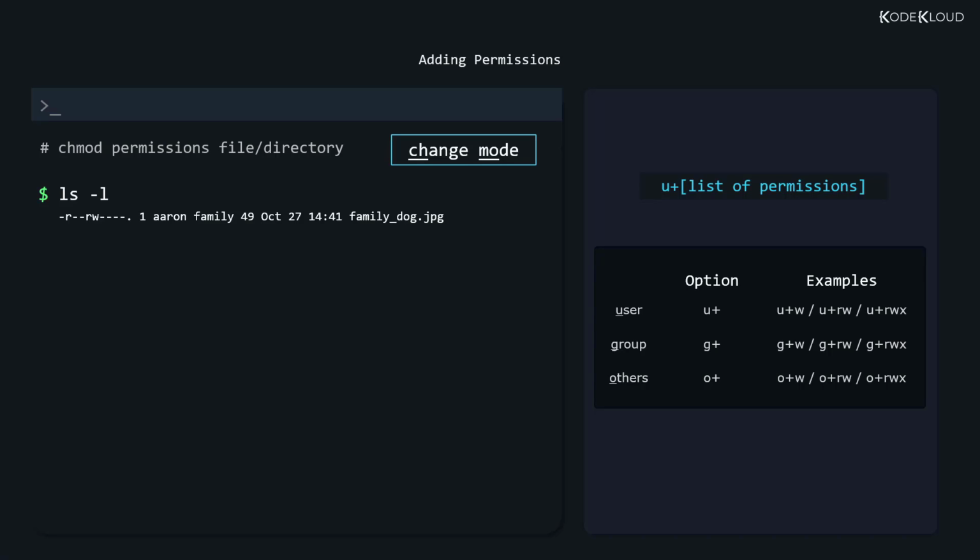In our case, we want to add the write permission for the user owner of the file. So here we would use chmod u+w family_dog.jpg. Now the old r-- becomes rw- with the newly added w permission. So we fixed our problem, and Aaron can write to this file.